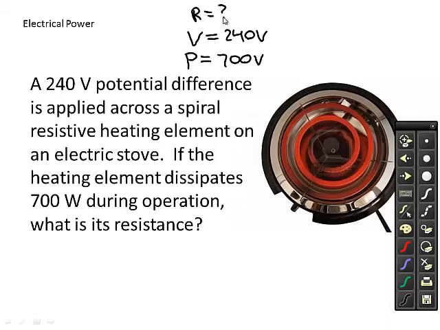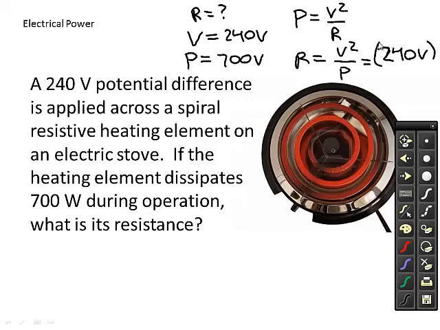So just like a few seconds ago, we'd say, hey, power is V squared over R. And this becomes a pretty simple situation. Just take the potential difference, oops, sorry, that's 240 volts, squared, divided by 700 watts. Okay, so these problems aren't too terrible.